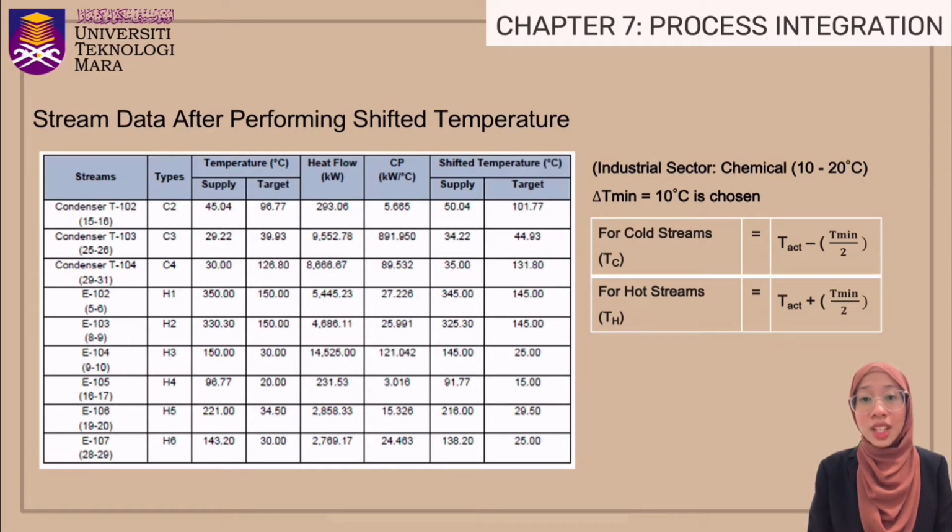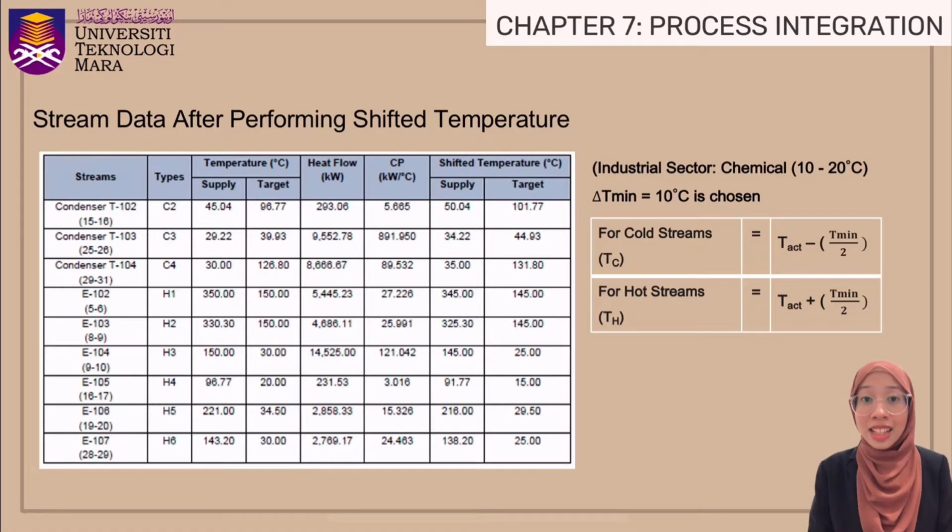In this chapter, we consider 5 basic steps to solve pinch analysis problem, which are stream selections, determinations of delta Tmin, shifted temperature for hot and cold stream, problem table algorithm or PTA, and the last one is design of heat exchanger network or HEN.